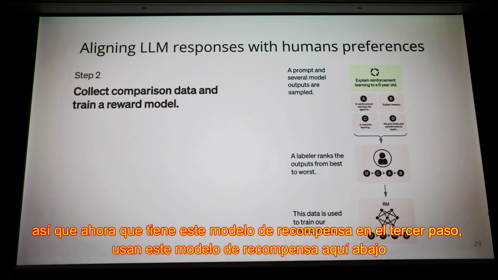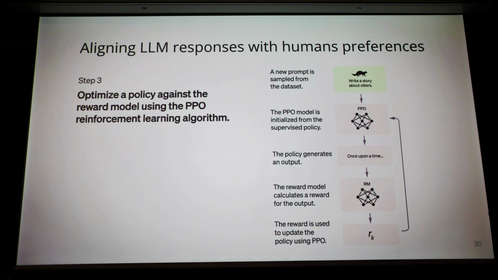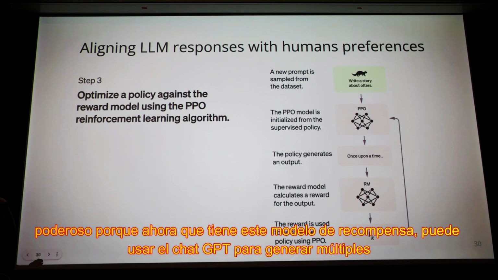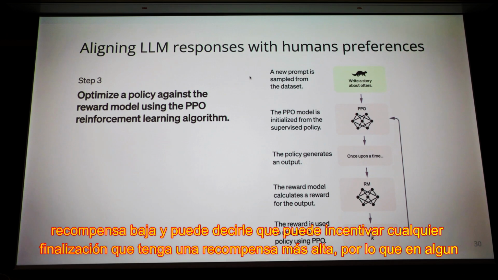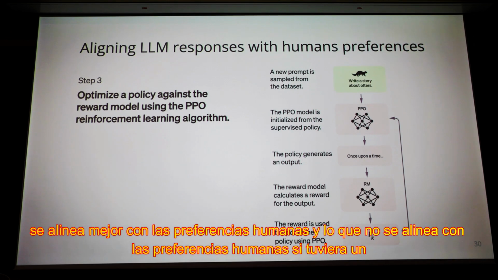Now that you have this reward model, in the third step, they use this reward model, RM, to predict a reward given a completion. And this is powerful because now you can use ChatGPT to generate multiple completions, and then you can penalize the model every time it generates a completion which has a low reward, and you can incentivize whatever completion has a high reward. So in some sense, you've used these human demonstrations and this reward model to teach ChatGPT what aligns better with human preferences and what misaligns with human preferences.